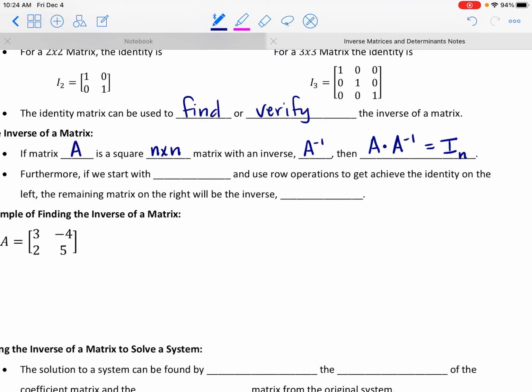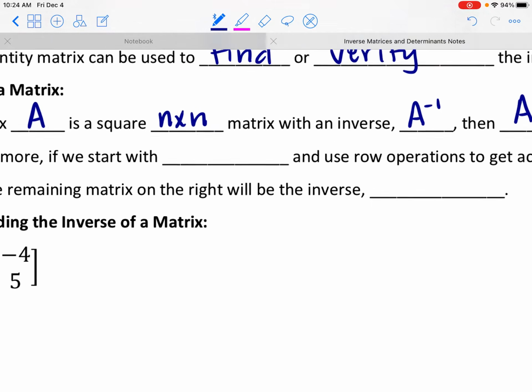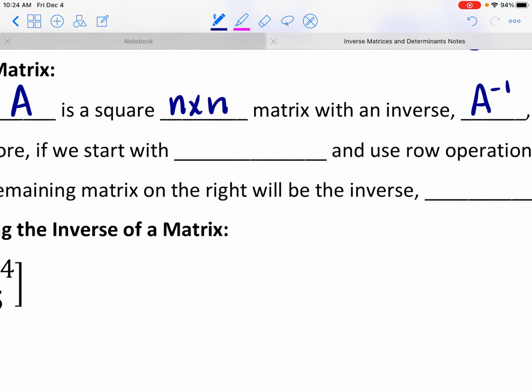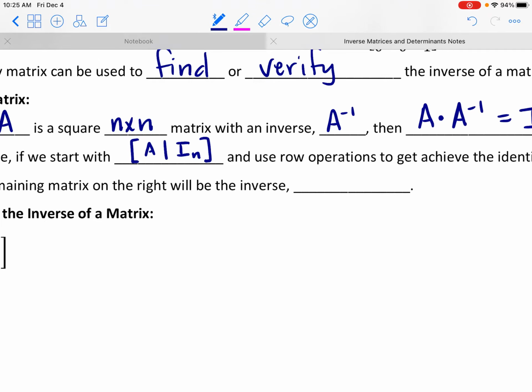Okay? So furthermore, not only can we verify, but we can use the identity to find an inverse. If we were to start with one matrix that puts side by side the matrix and its identity, then we can use row operations to manipulate this concept. So you're going to start with some numbers here, and let me just make something up, okay? Let's say we had 3, 1, 5, and -1 here.